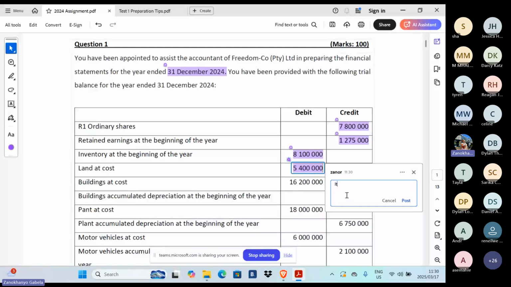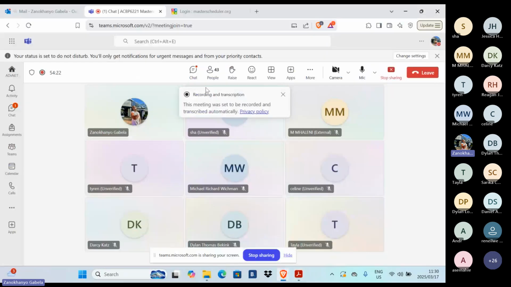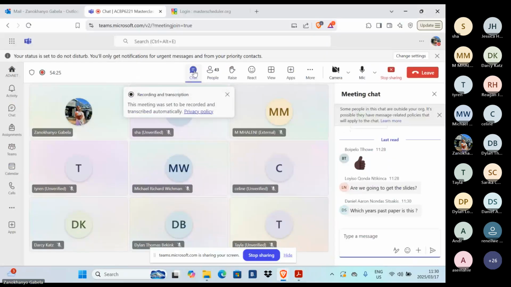Okay, let me just check. I think I have a question or something. Are we going to get the slides? I'm just not sure about the slides. Maybe from your lecturer's side, they can offer you the slides. Yeah. Which year's past paper is this? This is an assignment from my side that I took from last year, 2024. Yeah, it's an assignment, basically out of 100 marks, same content. Yeah, but for distance learning students.